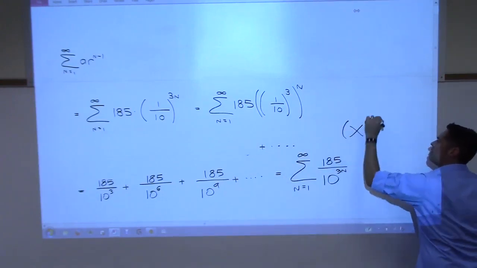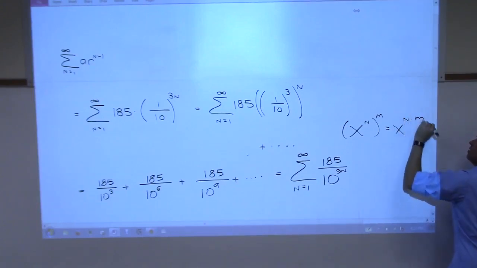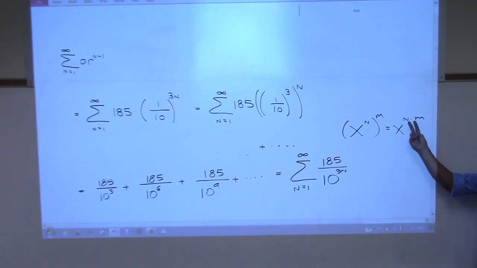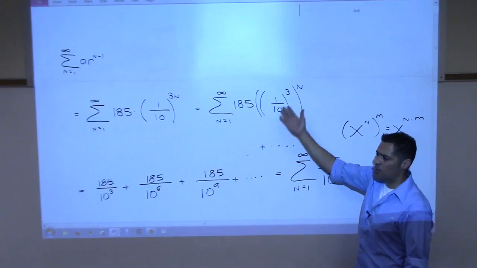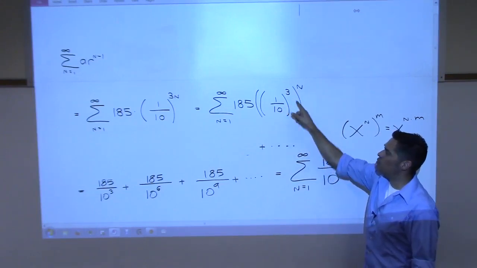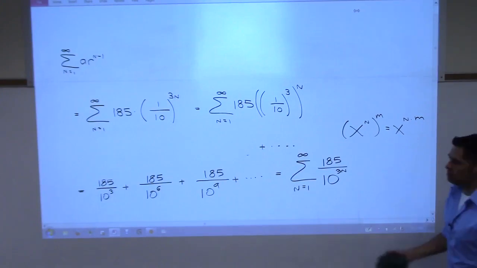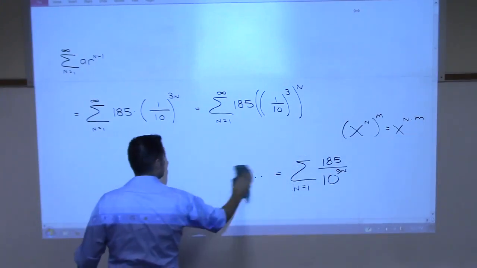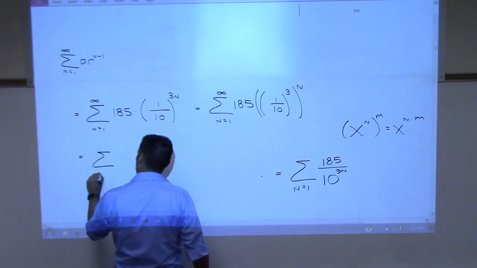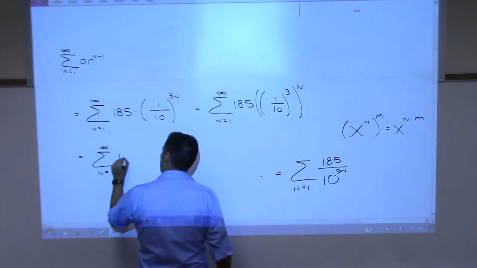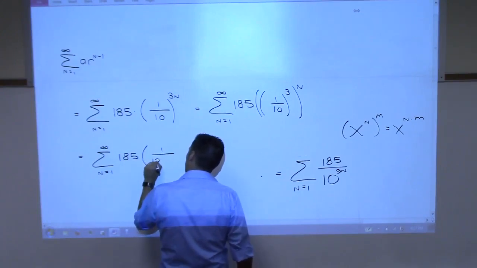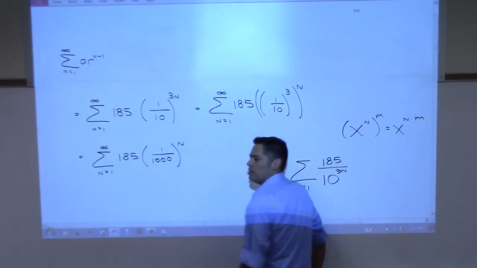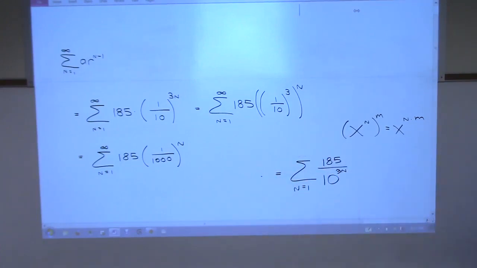x to the n to the m is x to the n times m, right? So when you have two things being multiplied up here in the exponent, it's the same as doing a power to a power. So I took my 1/10 cubed, then to the n. Do you agree that this is still 1/10 to the 3n? Okay, but what's 1/10 cubed? 1/1000th, isn't it? So I have the sum n equals 1 to infinity, 185, and then 1/1000th to the n. What I've done is gotten rid of the 3. Do you see that? The 3 is actually gone here.